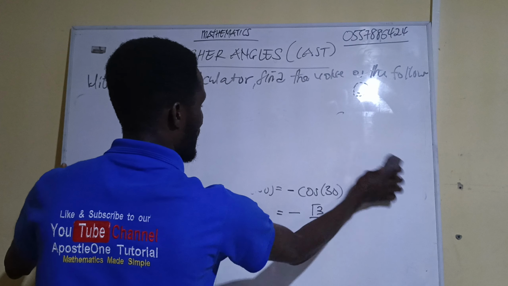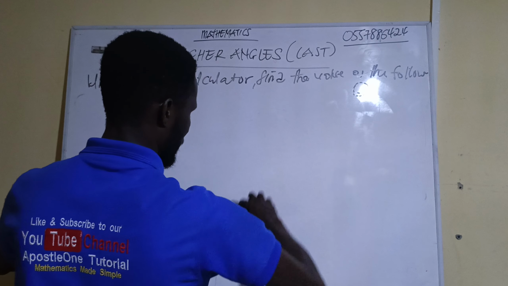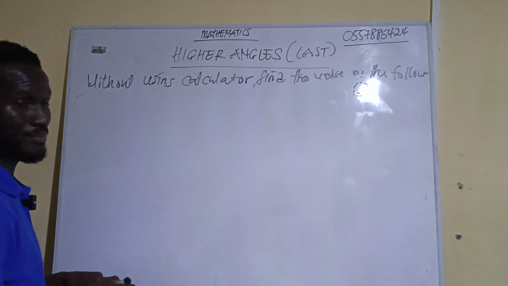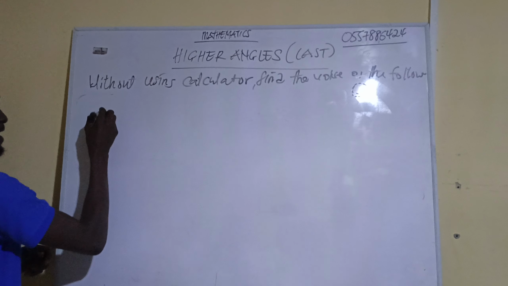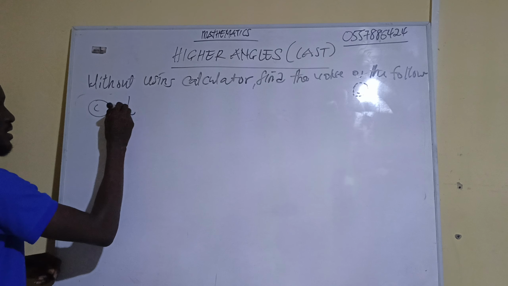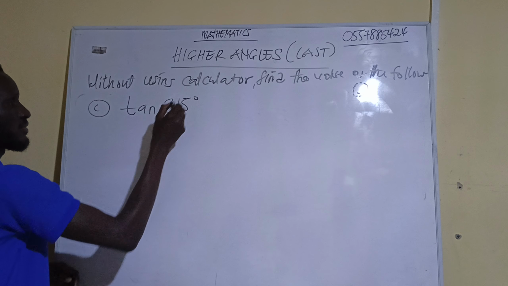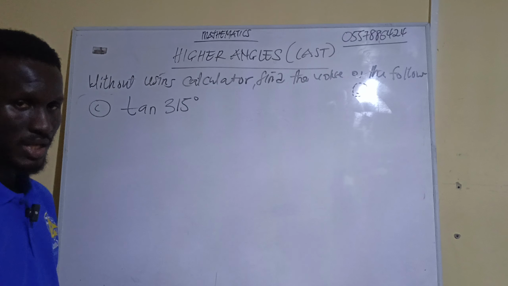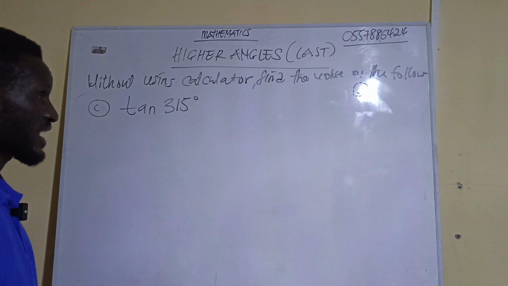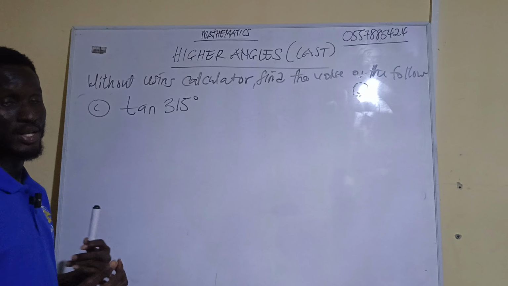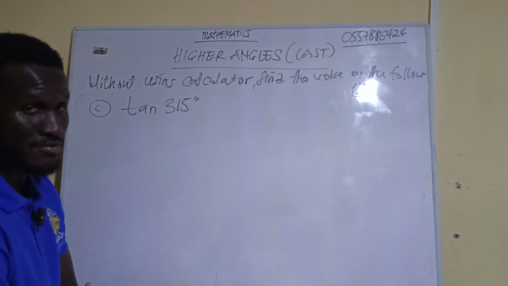Now, let me consider another higher angle. Let's say tan 315 degrees. Now, how can we find tan 315 degrees?